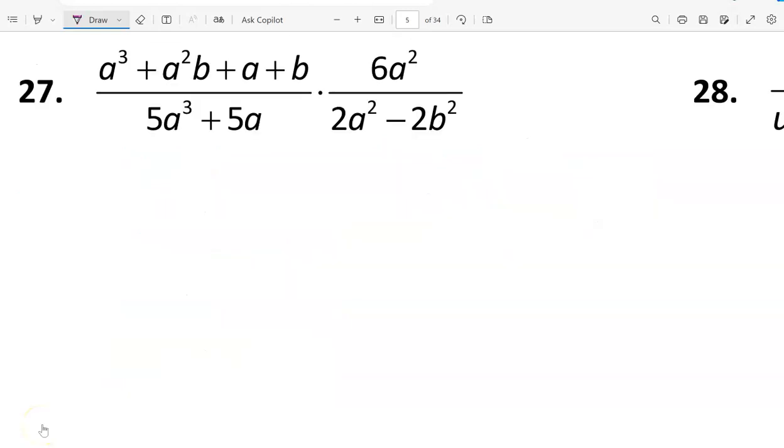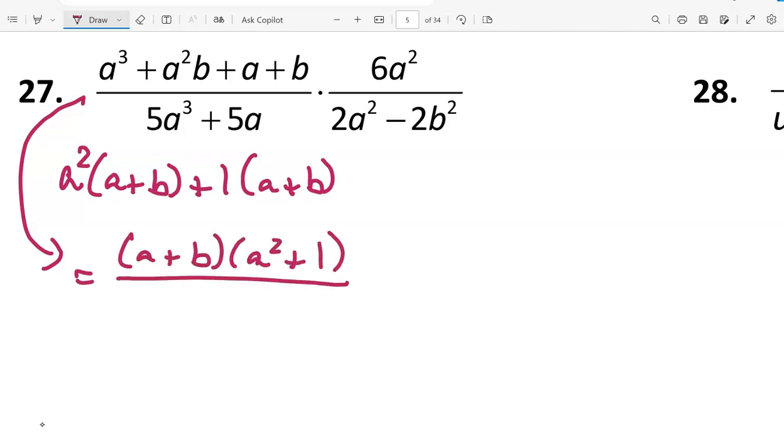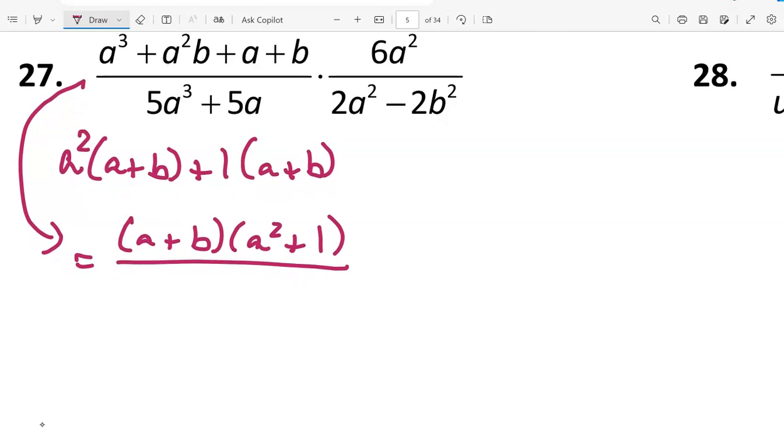In 27, we have a multiplication, and our numerator has 4 terms. That means it's probably going to need to be factored by grouping. And so when we factor it by grouping, a squared times a plus b plus 1 times a plus b. And that's going to give us a numerator of a plus b times a squared plus 1. The first fraction's denominator can be factored into 5a times a squared plus 1.